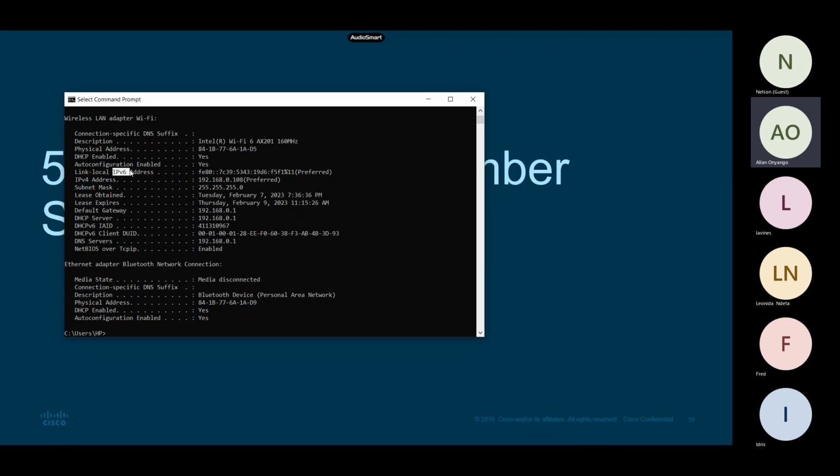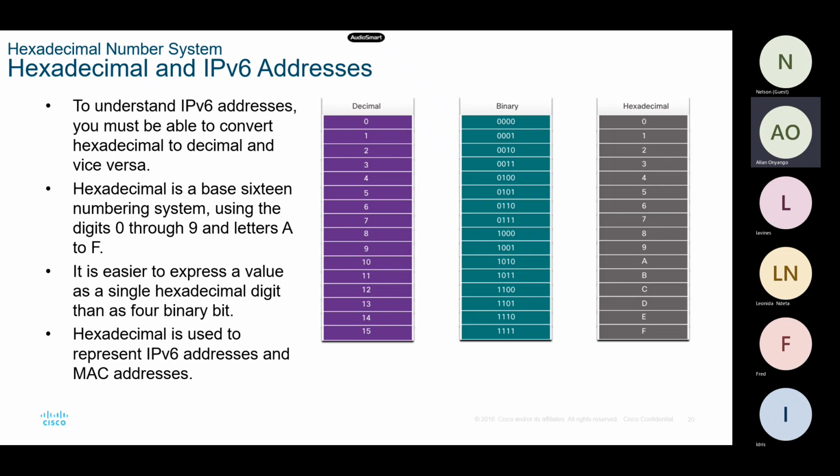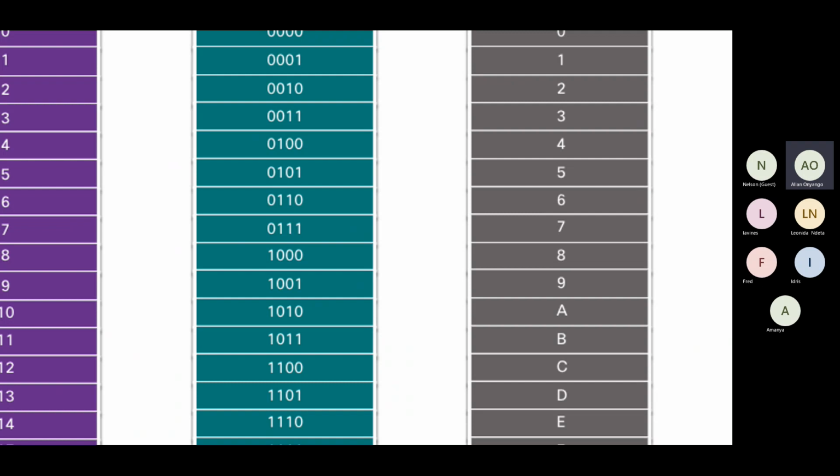Like mine right now, one of the IP addresses here starts with FE80. You can already see the numbers and letters there. So these are the only two addresses that utilize hexadecimal numbers. Which hexadecimal numbers do we know about? We have 16 of them, 16 hexadecimal numbers. Let me zoom in on this and let you learn here.